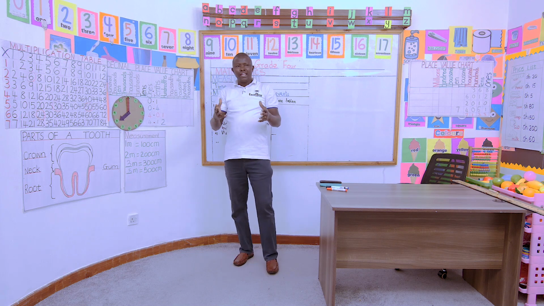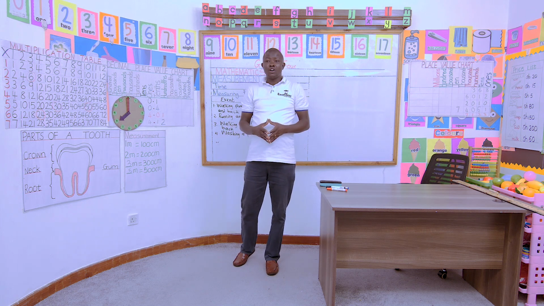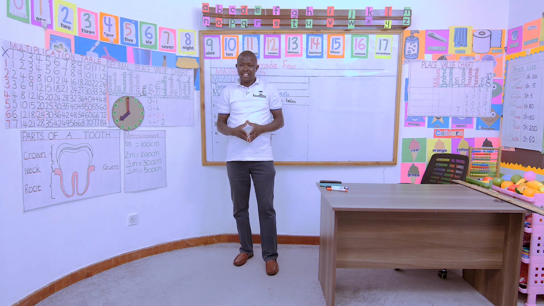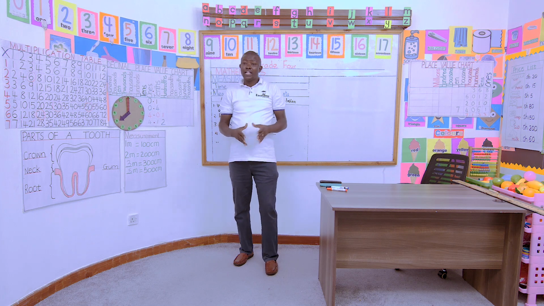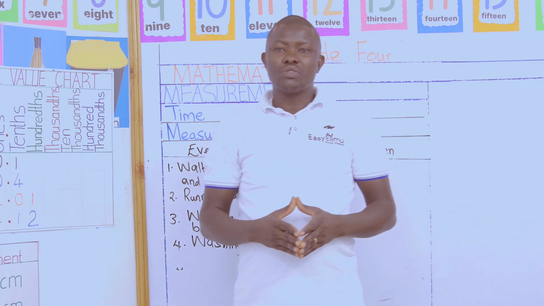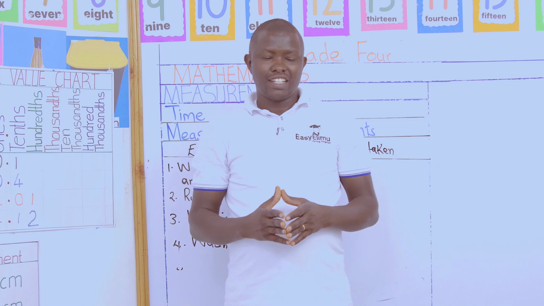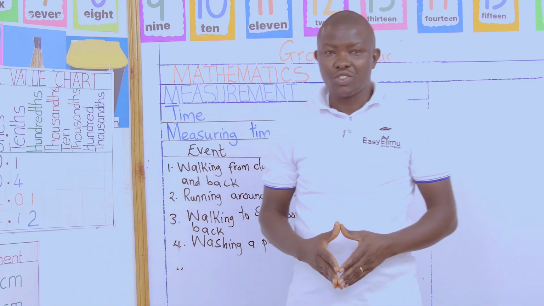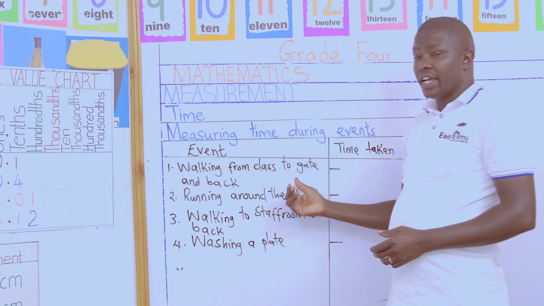Now, in our previous activity, we did the following activities, and we said we would measure the time taken to accomplish those activities. And now in our groups, I would like us to discuss the results that we collected, the recordings that we made after the events. To start with, I'll start with Victoria's group. The events were walking from class to the gate and back.